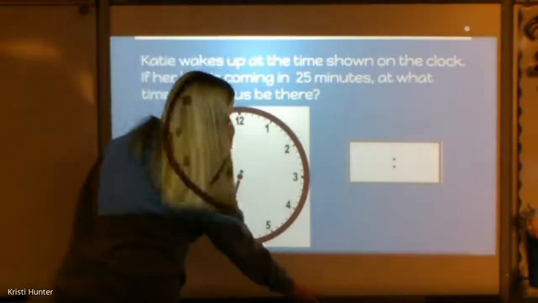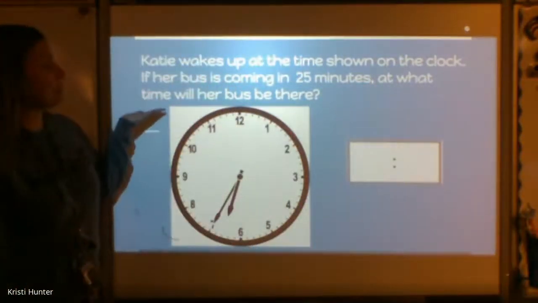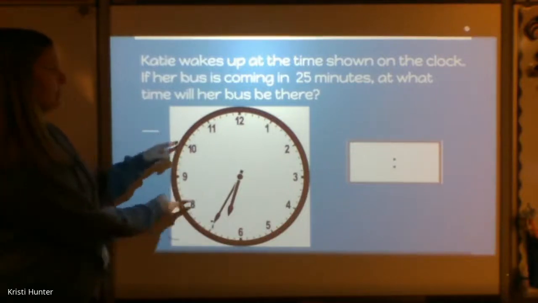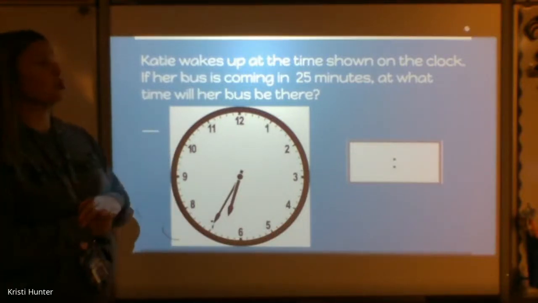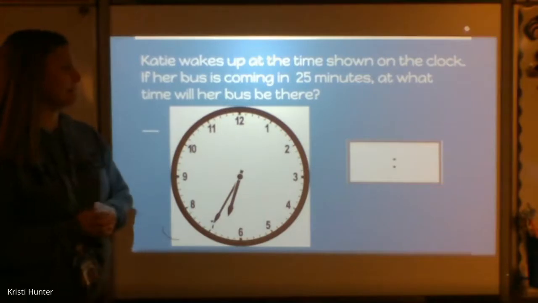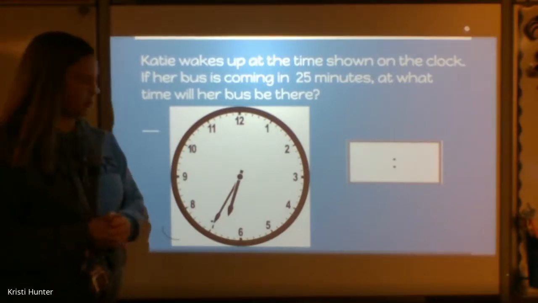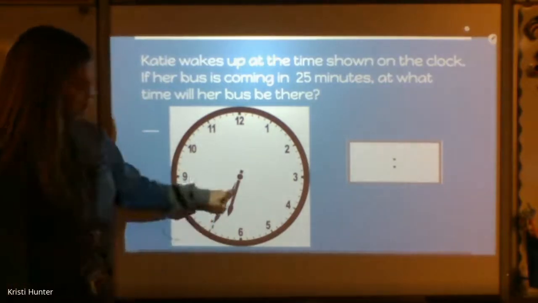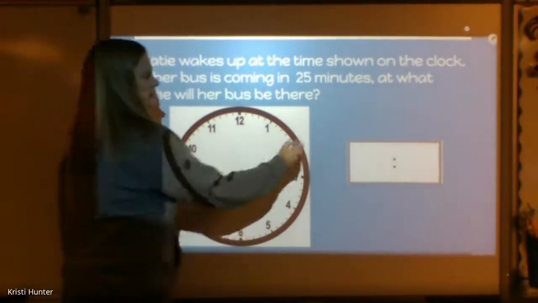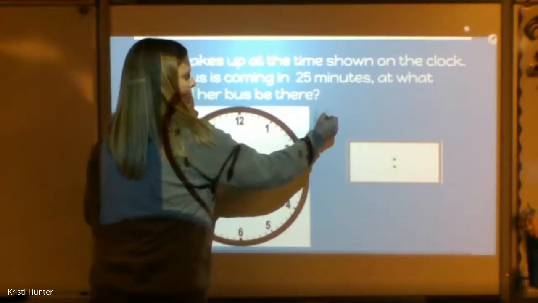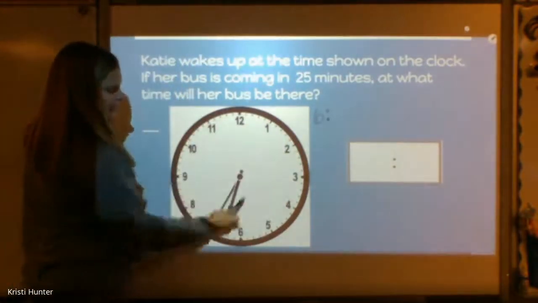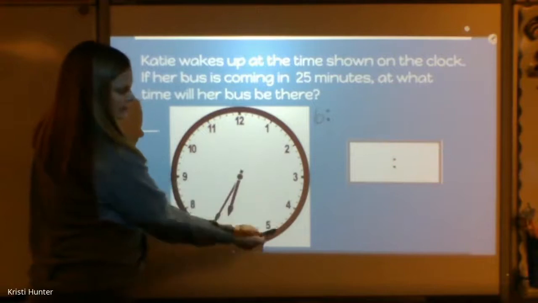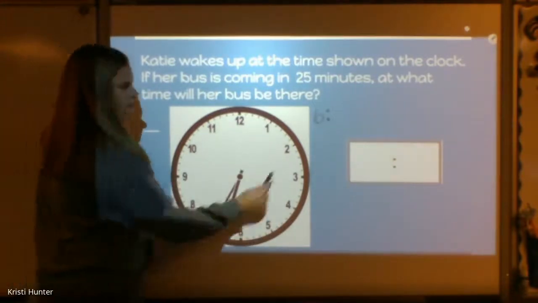All right. So here's our problem. Katie wakes up at the time shown on the clock. If her bus is coming in 25 minutes, at what time will her bus be there? All right, let's find out our digital time first for this clock. So it looks like my hour is still 6. And my minutes, if I count around, I've got 5, 10, 15, 20, 25, 30, 35.